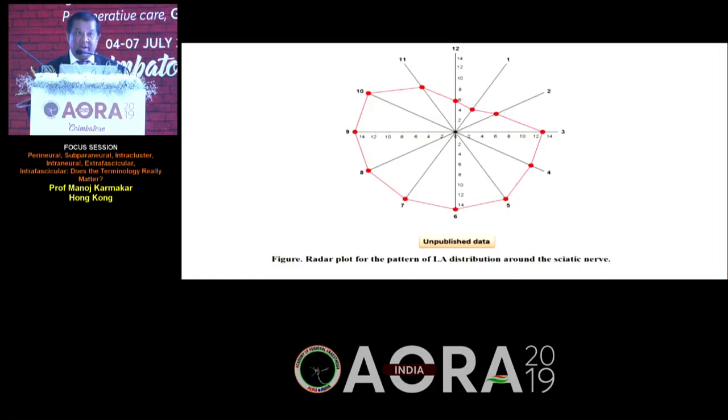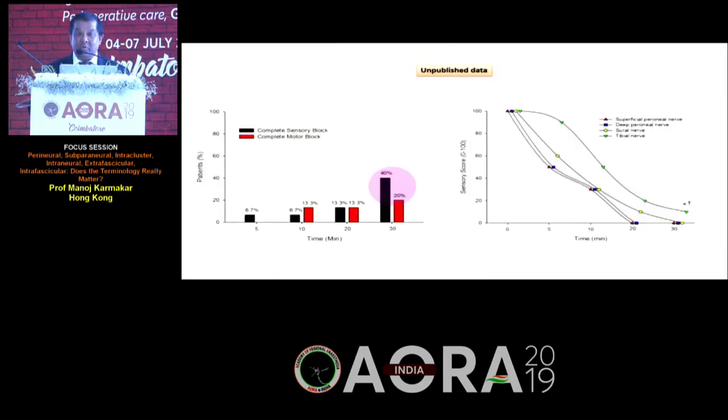So this is a radar plot that a radar weatherman usually uses. So we adapted this, and you can see if you plot these in this way, the spread of the drug is more along the common peroneal than on the tibial side, and therefore you have seen that the common peroneal side onset is faster. So it begs the question: should we be doing multiple injections above and below, or should we be doing the injection above or below the bifurcation?